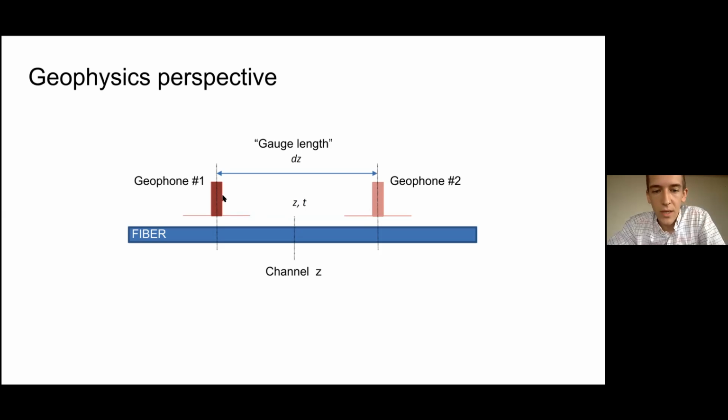And then you can imagine that we can shift this gauge length, this dZ, by increments that are very small, right? So our channel spacing can be 1 meter, but we're just shifting this 10-meter gauge length just 1 meter as we slide the gauge length down. So this is the difference between gauge length and channel.